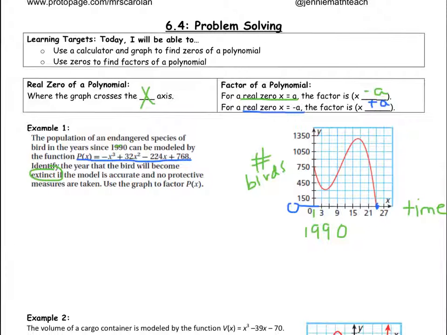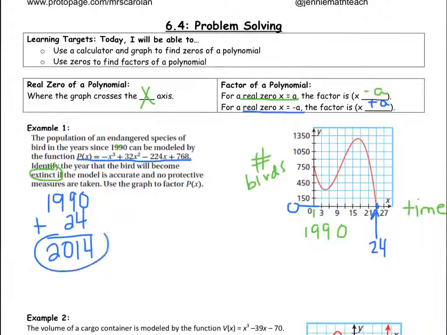If we look at the number, it's between the 21 and the 27, and we can see the graph is going in increments of 3. So that would be 24 years after 1990. So if we do a simple addition problem, we will come out with the year 2014. So basically now all the birds are extinct, which is awful. Hopefully they did something to fix that.